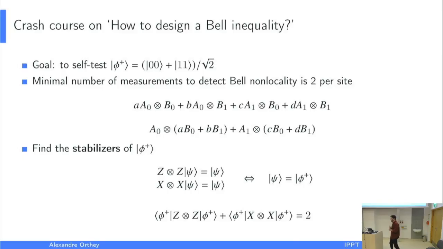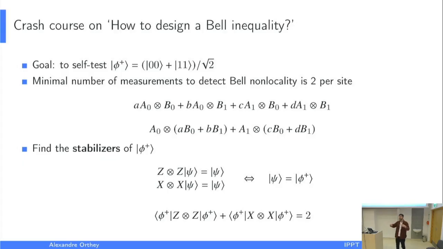So now I'm going to do a crash course on how to design a Bell inequality. This is probably not the most simple way to derive the CHSH Bell inequality, but this is the way that we use to derive more complex inequalities, more complicated ones. We use stabilizers. So let's say that you want to self-test the state 0011. OK? We know that the minimal number of measurements to detect Bell non-locality is 2 per party. So Alice does 2 measurements, Bob does 2 measurements.